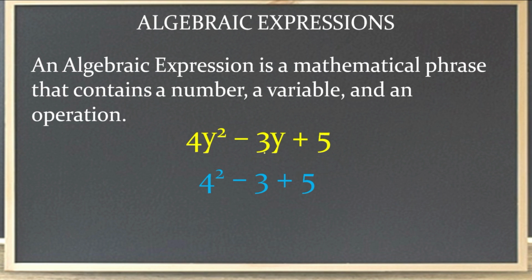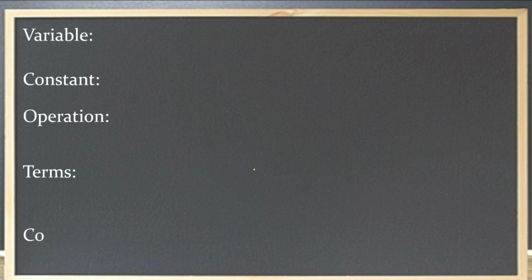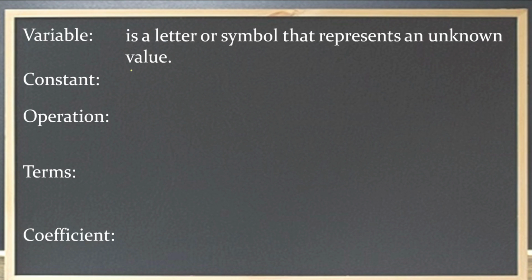So there are a few terminologies that we need to actually understand. And these terminologies include variable, constant, operations, terms, coefficient. Okay, and a variable is a letter or a symbol that represents an unknown value. So you will usually see letters in algebraic expressions. They are called variables because the value that they could take on may vary for a particular situation. All right, so that is why we call them variables.